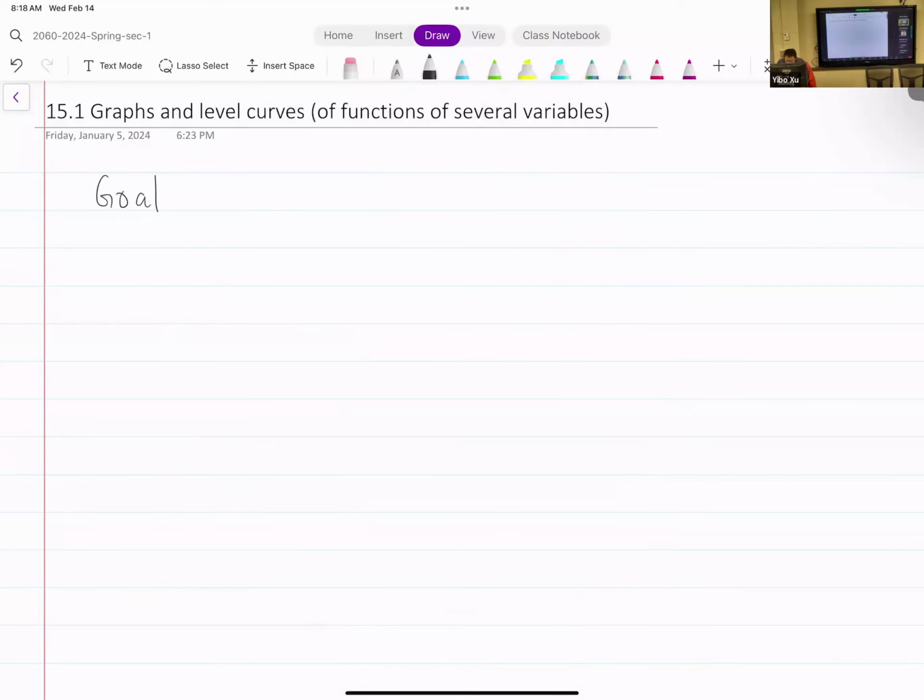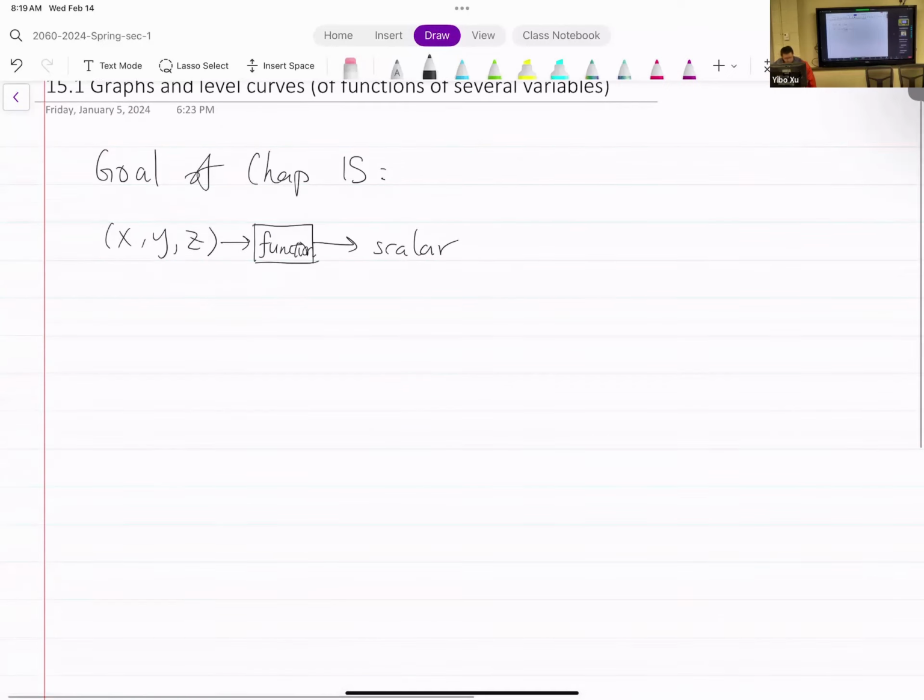So we're getting into functions that have more variables, but of course we start with the scalar output. In particular, we're going to be looking at a function, let's say with three inputs. We plug into some function rule, and eventually it will return us some scalar. It's going to be a scalar function of three variables. So that's what we're going to discuss for the entire chapter.